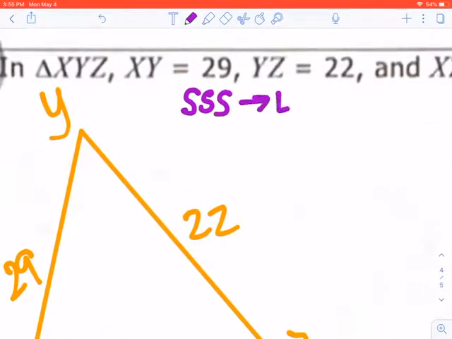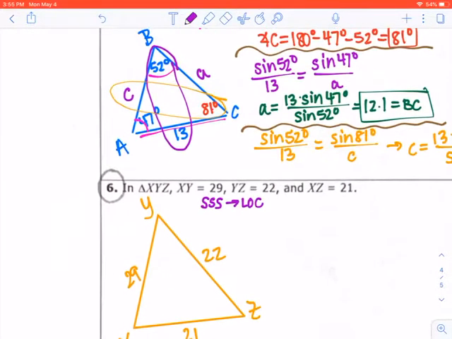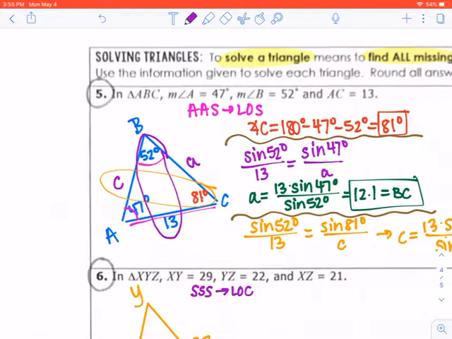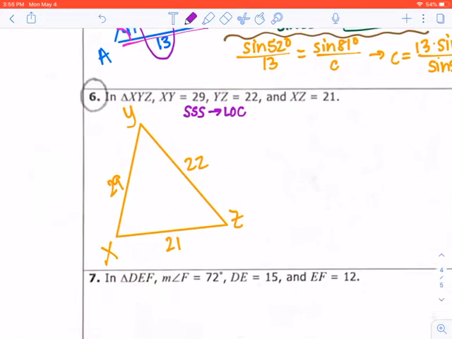Side, side, side is a law of cosines. So I must start with the law of cosines. So like above, I had law of sines. Angle, angle, side, I had to use a law of sines. So here, I will use law of cosines. Doesn't matter, pick a variable, X, Y, or Z. I will pick X because I like it. Okay, so I'm picking X.